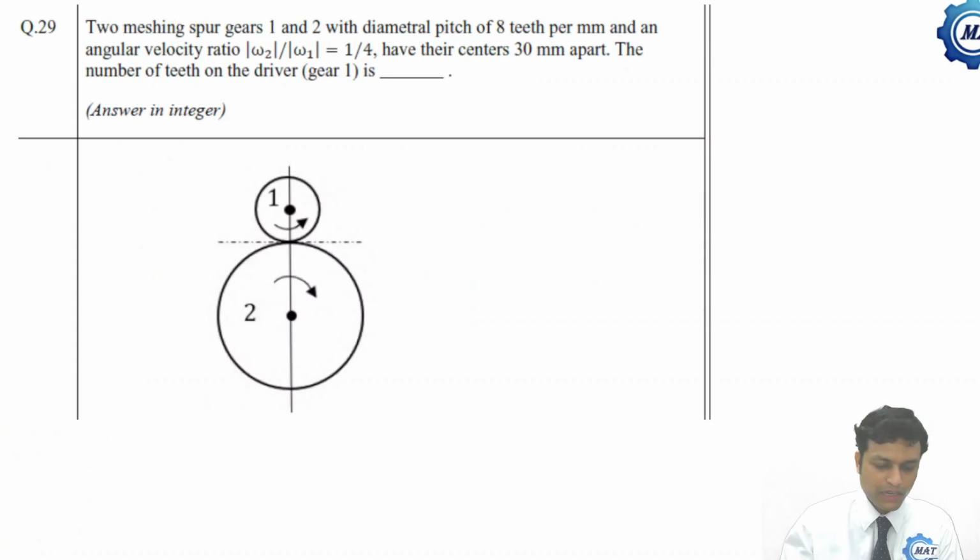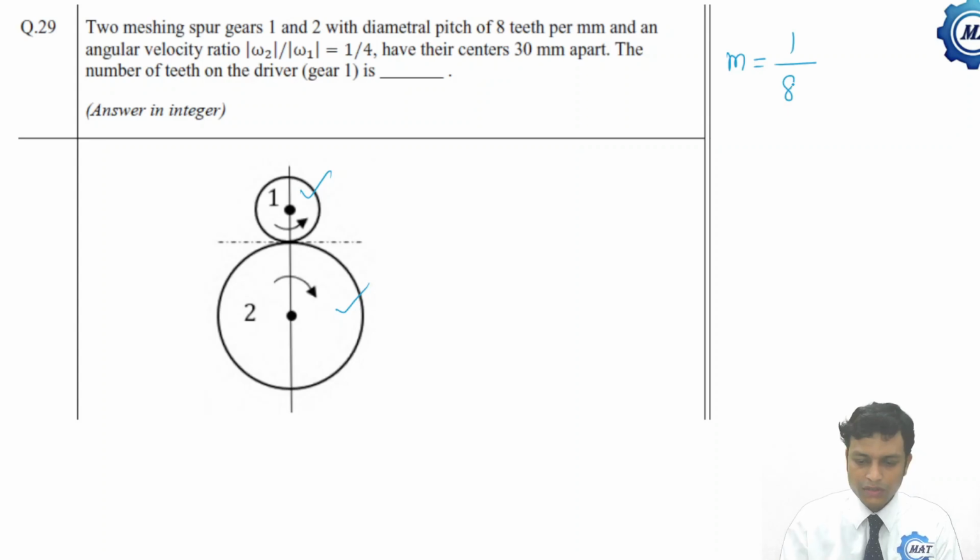Now let us move to the next problem. Two meshing spur gears 1 and 2. This is 1, this is 2. Diametral pitch of 8 teeth per mm. So module is what? 1 by diametral pitch. Module is 1 by 8 mm. Module is the inverse of the diametral pitch.